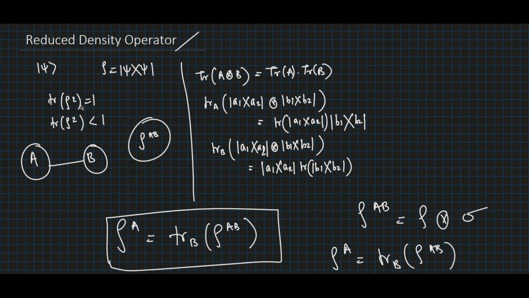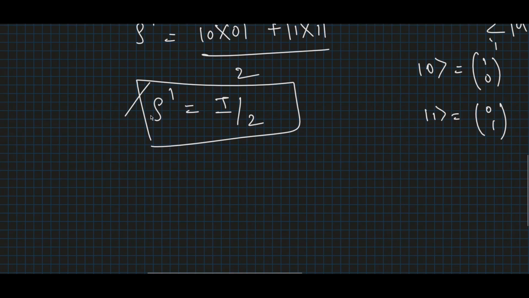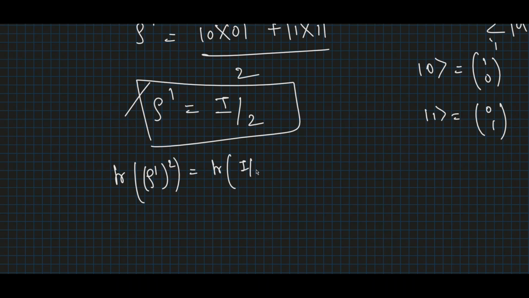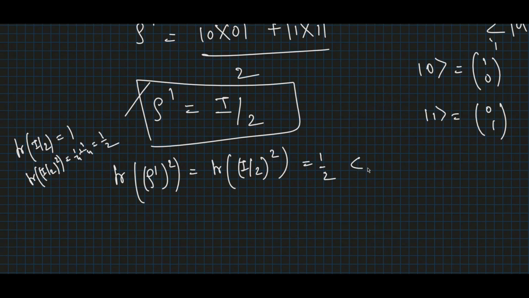Now we know the trace of the square of the density operator equal to 1 implies the state is a pure state, and if the trace of the square of the density operator is less than 1, then the state is a mixed state. So using that info, we can find out whether this state is pure or mixed. So the trace of rho 1 squared would be equal to the trace of (I by 2) squared, and we know the trace of I by 2 is equal to 1. So the trace of (I by 2) squared would be equal to 1 by 4 plus 1 by 4, which is equal to half, which is less than 1. That means this state is a mixed state.